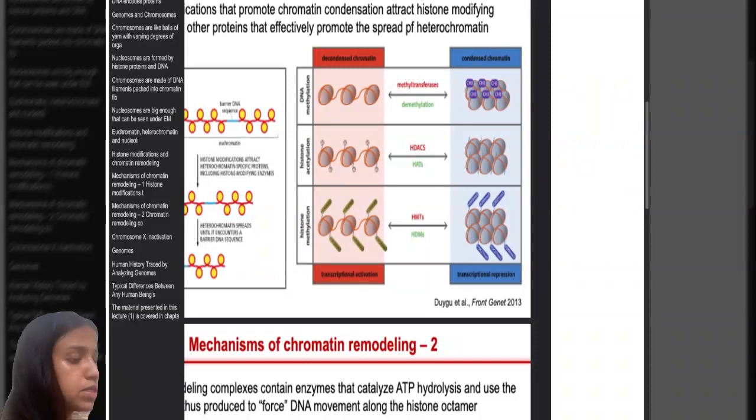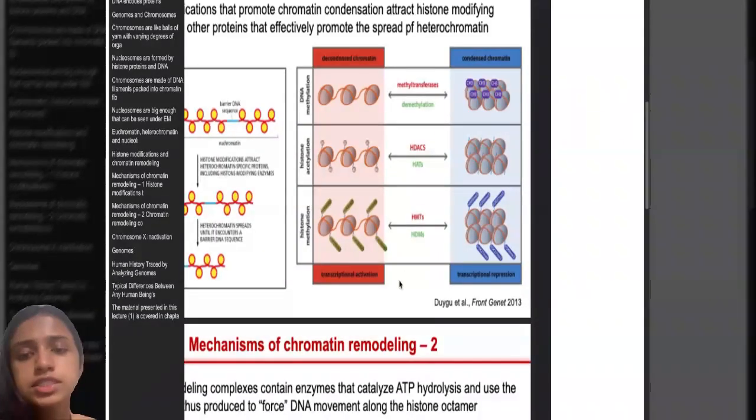So you have MDHHHH: methyltransferase, demethylation, HDAC, hats, HMTs, and HDMs. That's it. That's how you do it, folks.